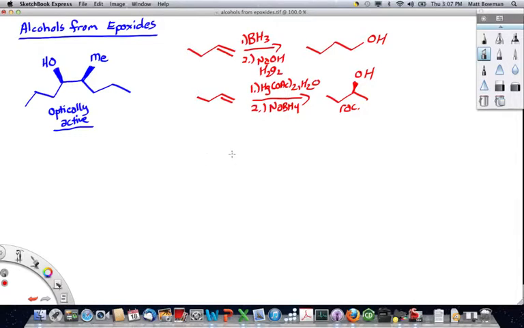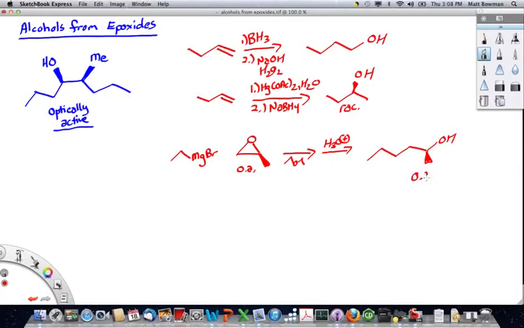The thing about epoxides when you react them with a Grignard is you do two things. Not only do you generate an alcohol, and if you have a chiral epoxide that's optically active, your alcohol is also, if it's chiral, optically active. But you also make a carbon-carbon bond. In this case, I made too many carbons.